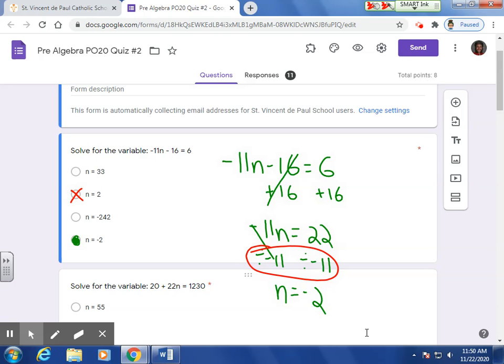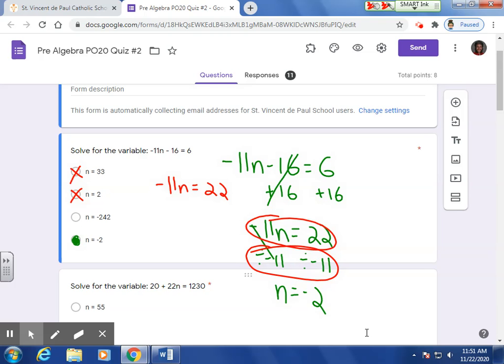If you added, again in this step here, instead of dividing by negative 11, if you added 11 to both sides, then you would get n equals 33, which is not correct. You would not add in this step here because that negative 11 is not a constant. It's that coefficient. It's being multiplied by n. So to undo that, we would need to divide.